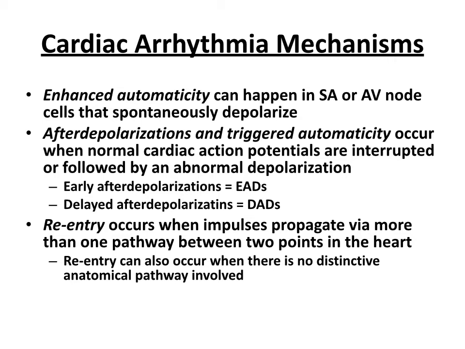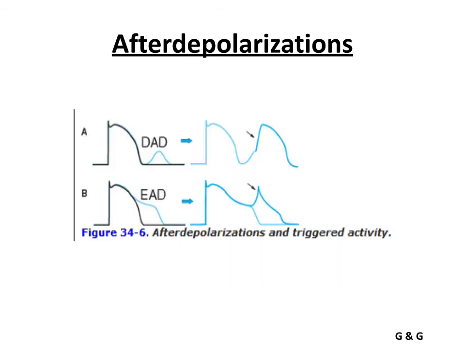Okay, this slide shows, in real simple terms, what happens with after depolarizations. This is where the cells are going to try to have an inappropriate action potential, essentially. So here, you've got this normal heart cell action potential, right? What happens with a delayed after depolarization is you get down to this refractory period, which is supposed to last a while, right?